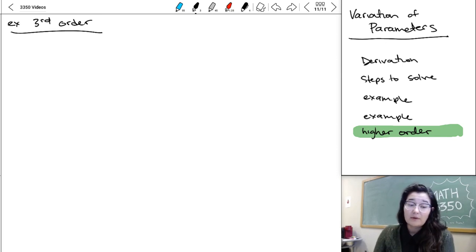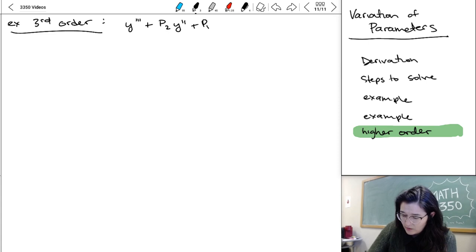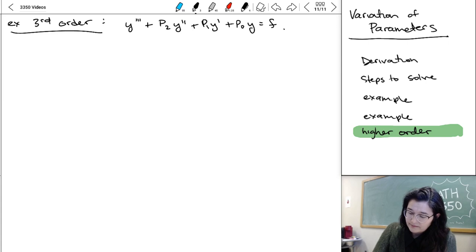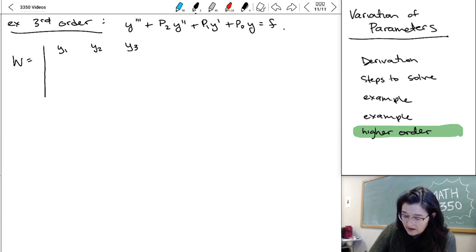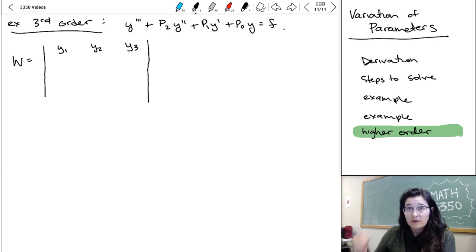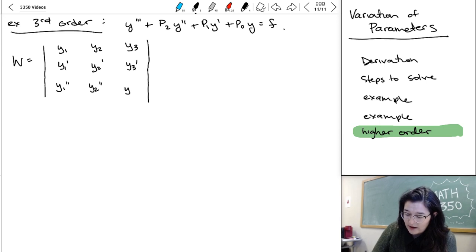So, for example, if you wanted to see this for third order, our problem would be that we have y triple prime plus p2 y double prime plus p1 y prime plus p0 times y is equal to f. Then our W is y1, y2, y3 along the top, and we take derivatives down until we have a square: y1 prime, y1 double prime, y2 prime, y2 double prime, and y3 prime, y3 double prime.